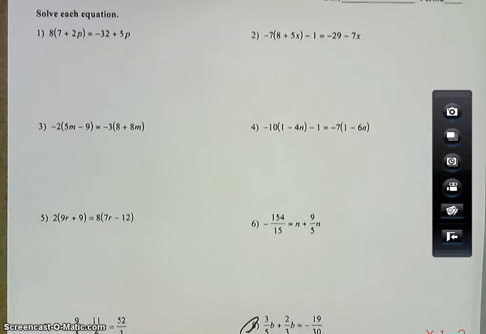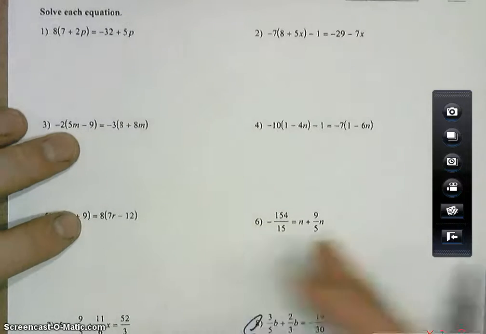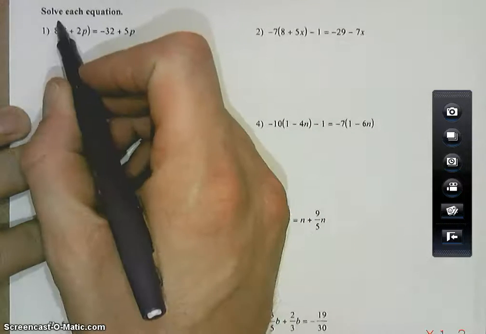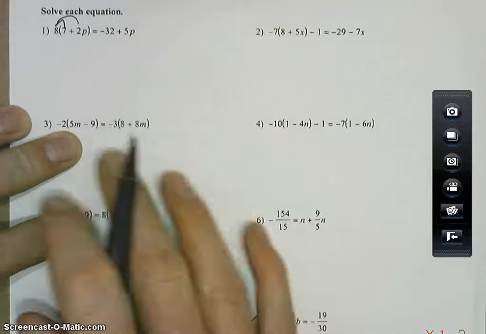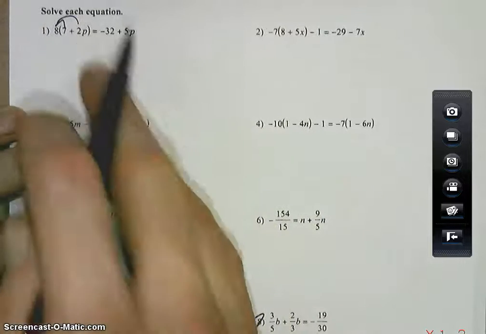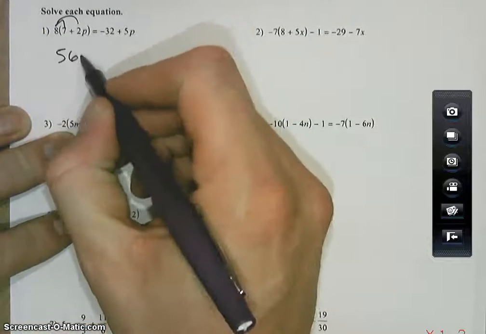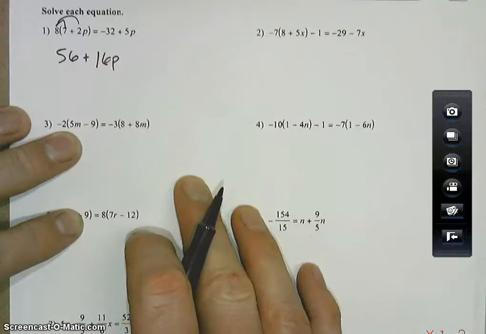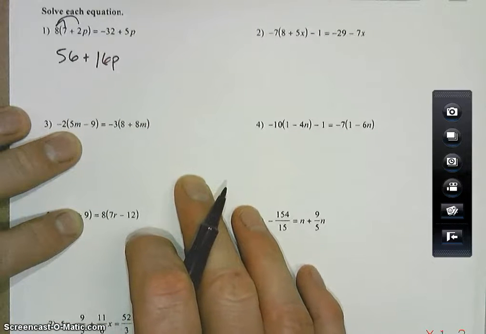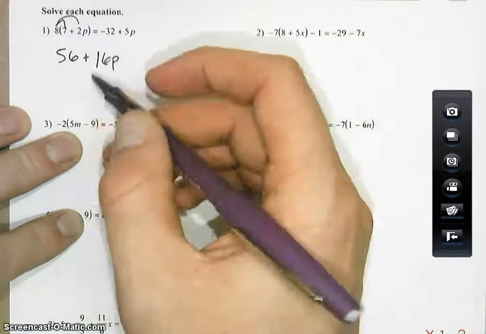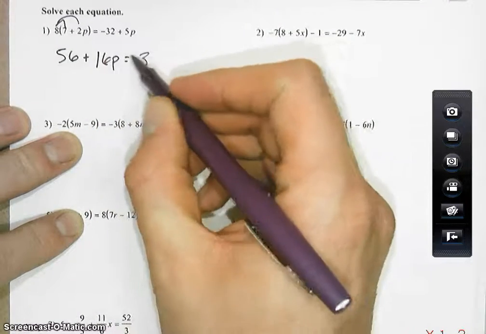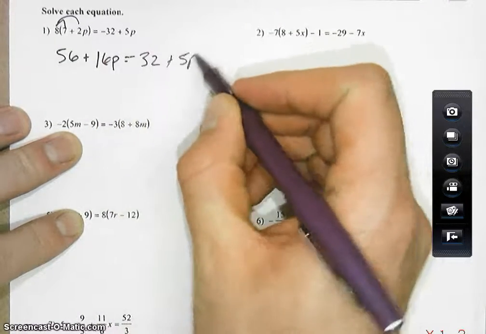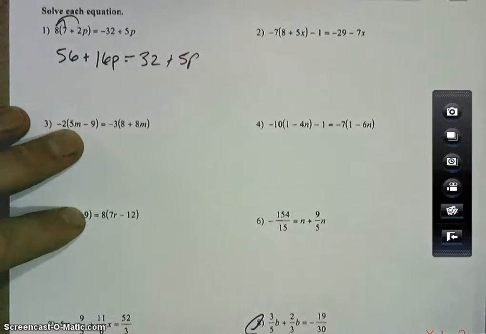two-step and multi-step equations and solving for a variable. We've got one variable, we've got to distribute, but we have variables on both sides. So the first thing we got to do is distribute this 8 to both the 7 and the 2p. So we get 56 plus 16p. Next we have negative 32 plus 5p. Nothing to do over there, so that stays the same.